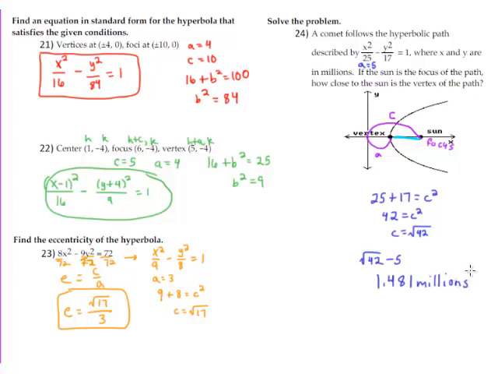I don't know what millions it's in. Could be 1.481 millions of yardsticks. You know, you never know. It could be something, but it's probably not. So never mind.